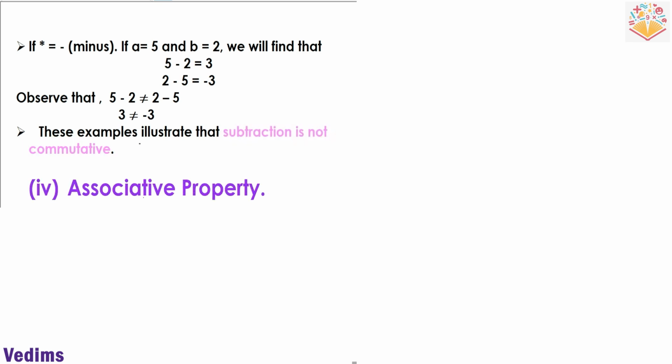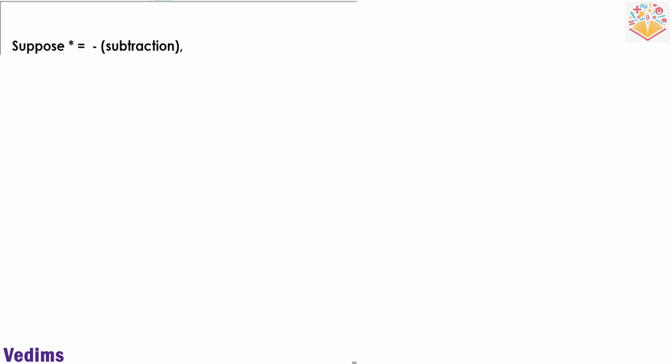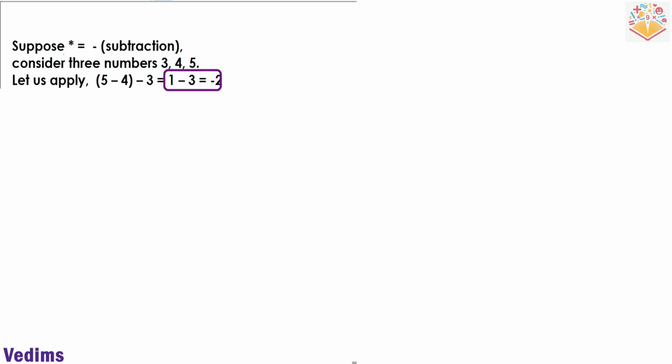Let us move on to the last property, fourth property, associative property. Let us define associative property. If A, B, C are three numbers, star is any operation, according to associative property, A star B in the bracket star C is equal to A star in the bracket B star C. Suppose star is a minus sign. Consider three numbers 5, 4, 3. Let us apply. In the bracket, we will write 5 minus 4 minus 3. 5 minus 4 is 1, minus 3 is minus 2.